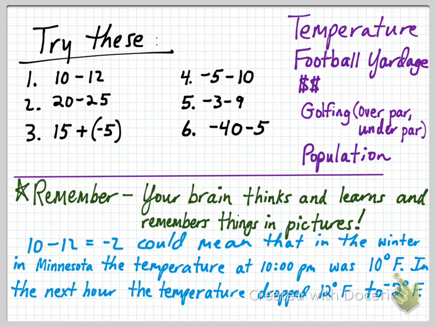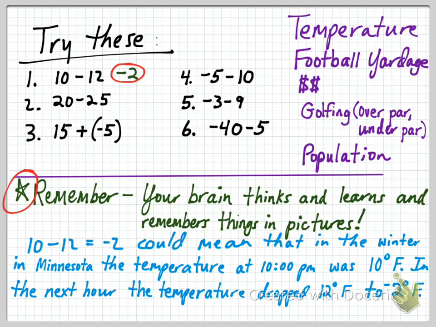Down here, remember that your brain thinks and learns and remembers things in pictures, so if you can tie some sort of a meaning to these numbers instead of just seeing 10 minus 12. We know that 10 minus 12 is -2. You gain 10 yards on first down, so you go 10 to the right, and then you go 12 back to the left, so you've lost 2 yards total.